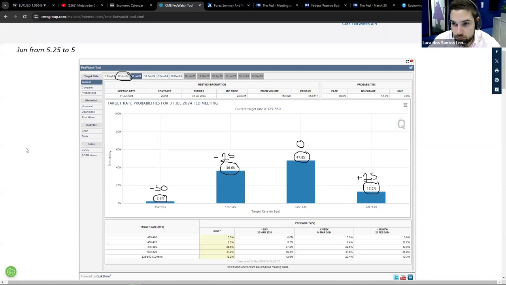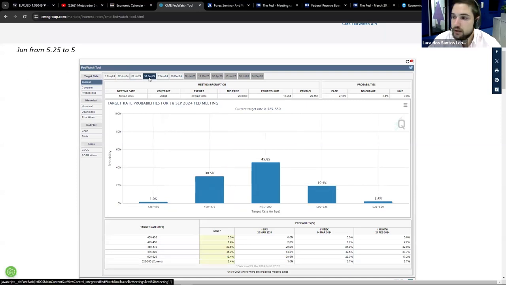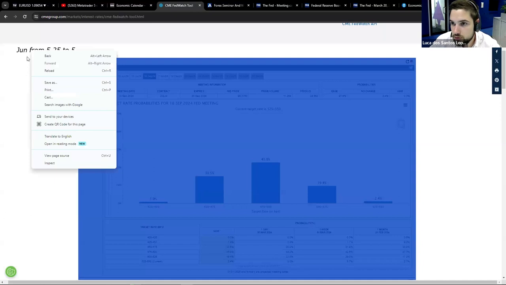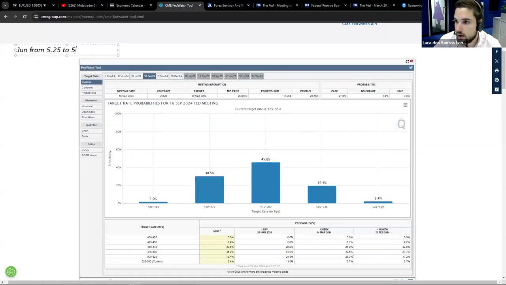So nothing changes in July, and then in September they're expecting a cut. 45% expecting a 25 basis point cut. So if we take September from 5, they would go to 4.75. Would the cuts be good or bad for the dollar? It will be really bad for the dollar, not good.